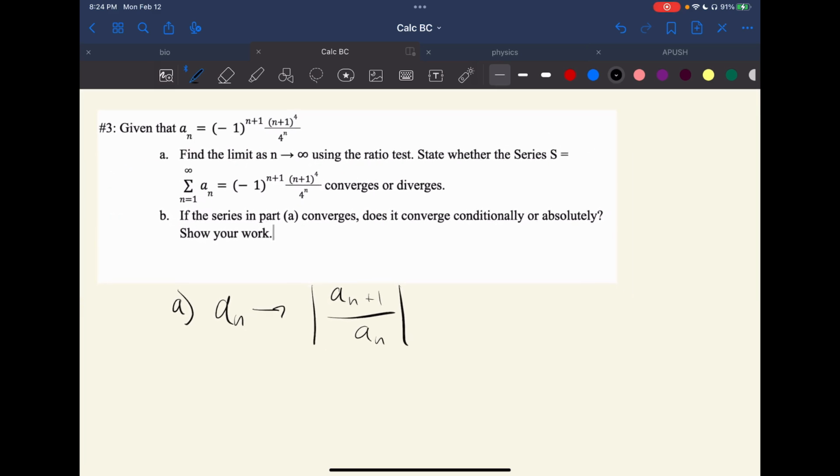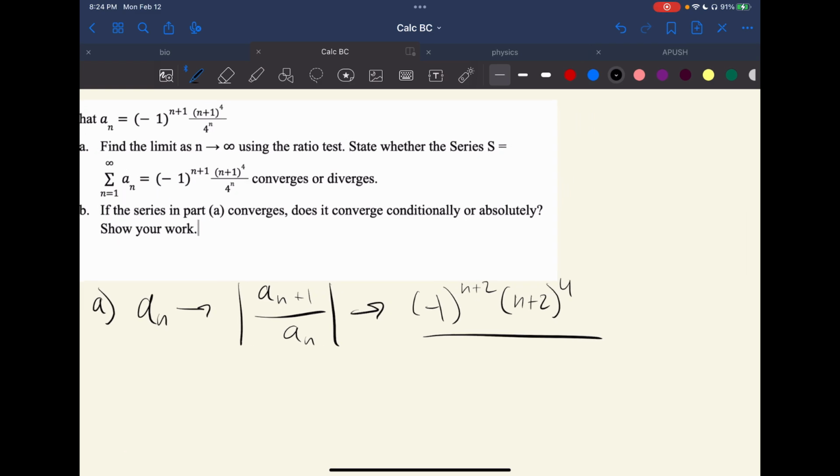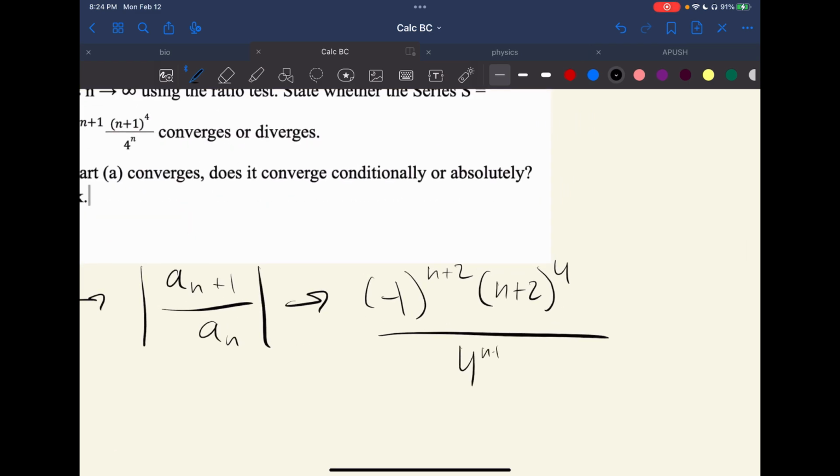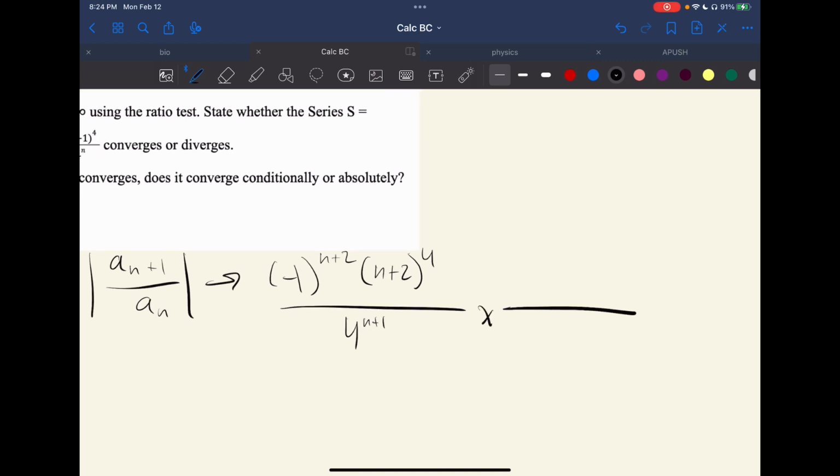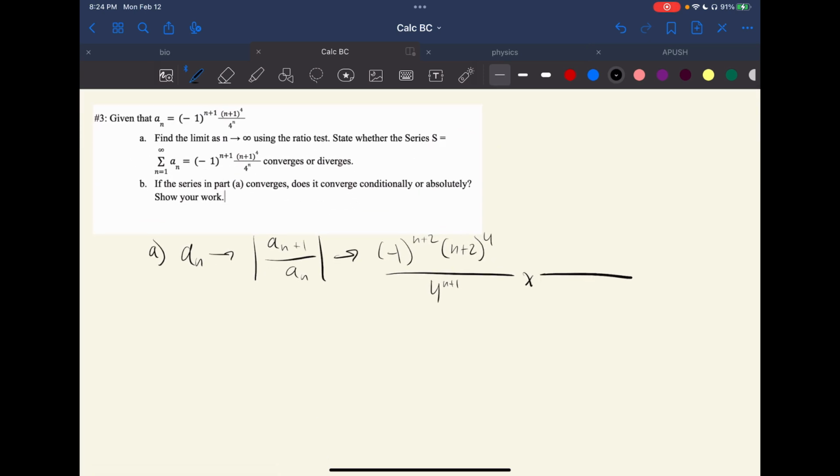Okay, so if you want to solve for that, you're going to do negative 1 to the n plus 2 times (n plus 2) to the 4 all over 4 to the n plus 1. And then you would divide that, but I'm going to multiply it and just switch the numerator and denominator. So then we're just going to do the normal 1, negative 1 to the n plus 1 all over (n plus 1) to the 4.